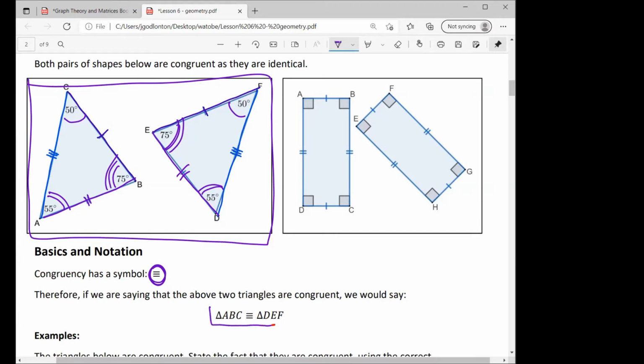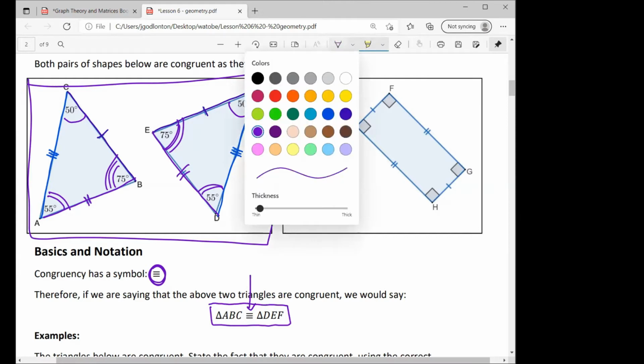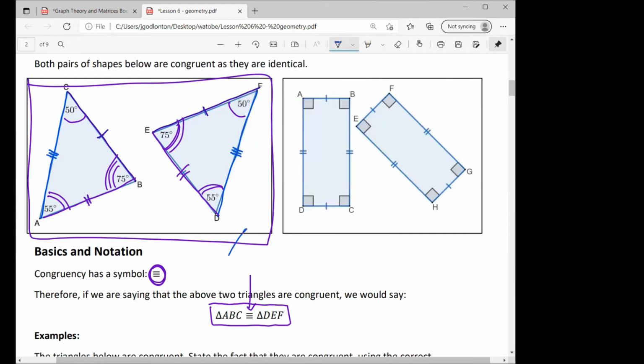Okay, so this is how I would write that these two triangles are congruent to each other. Remember this symbol in the middle, that's our congruency symbol. Then we have to think about which angles are the same as each other, and we need to write them in that order. If I'm looking at this triangle, we already knew that angle A was the same as angle D. Do you see how they are in the same position as each other? So angle A is first and angle D is first.